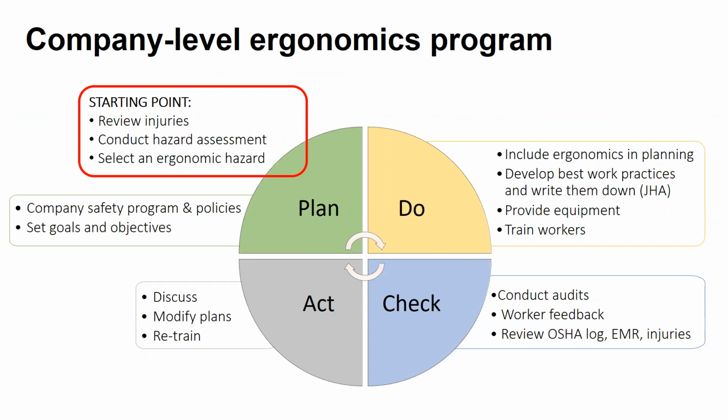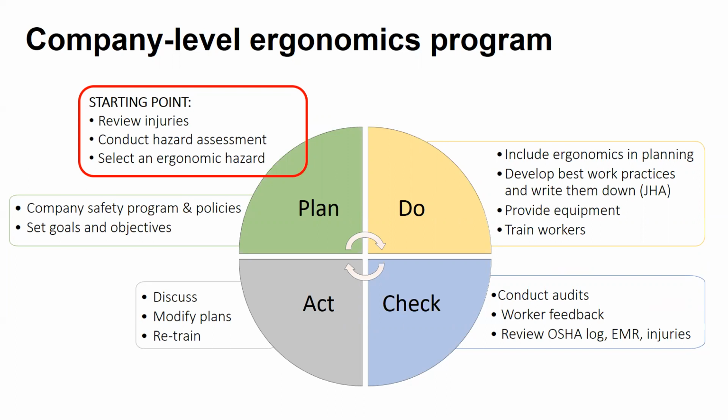Your company-level ergonomics program should start with developing a plan to address ergonomic hazards to prevent soft tissue injuries as part of your company's overall safety program. It should include your ergonomic policies, goals, and objectives. Then do your plan. Develop the best ergonomic processes, provide workers with ergonomic equipment, and train workers.